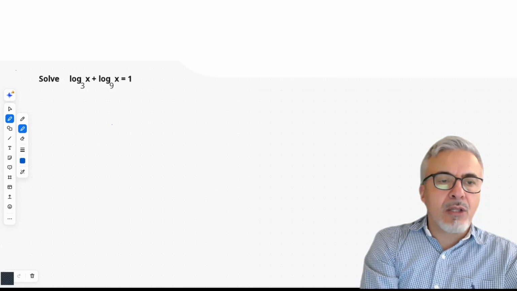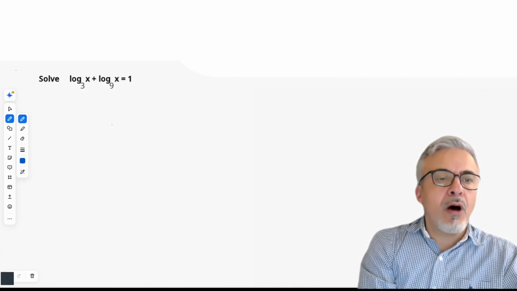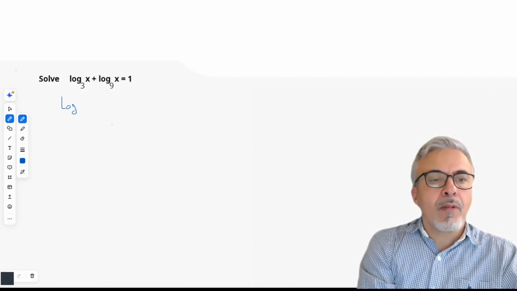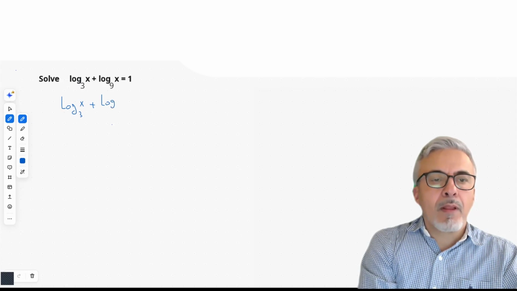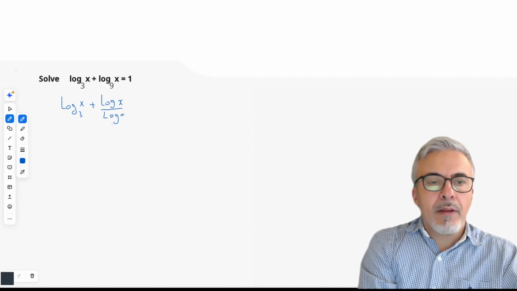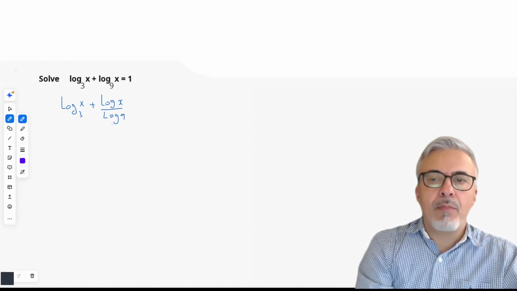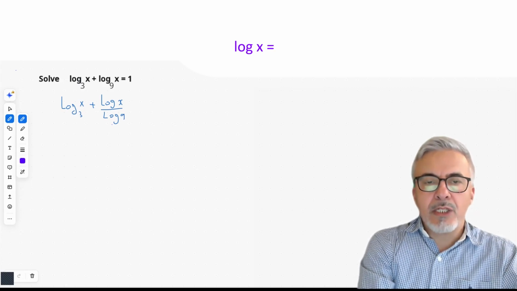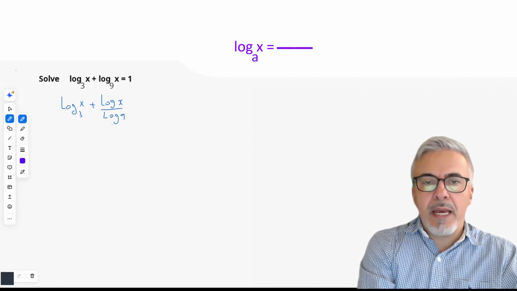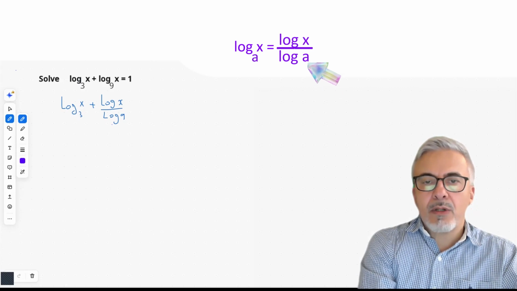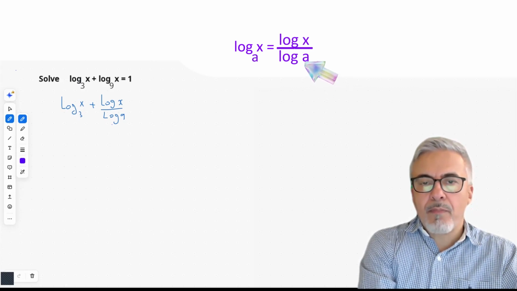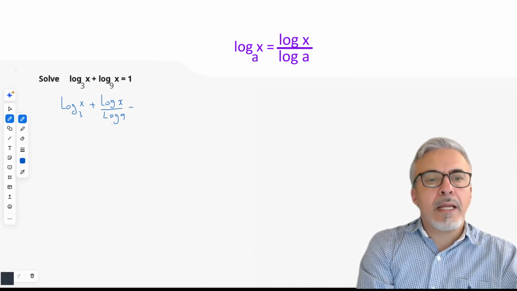We're going to rewrite this as log x over log 3 plus log x over log 9. And we know that from the change of base. If you have log base a of x, you could change that to log x over log a. That equals 1.